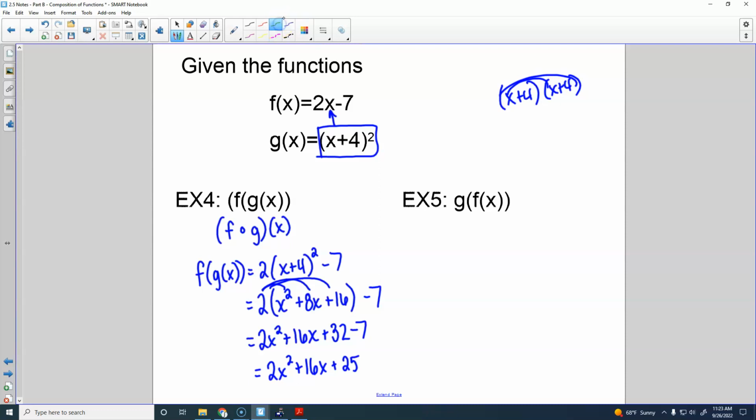Okay. To do the second one, we're doing the opposite. We're taking 2x minus 7 and plugging it in for our x. So that will look like this. We'll have 2x minus 7 plus 4 squared. So for this one, you would combine that negative 7 and that 4 first. So you'll get 2x minus 3 squared.